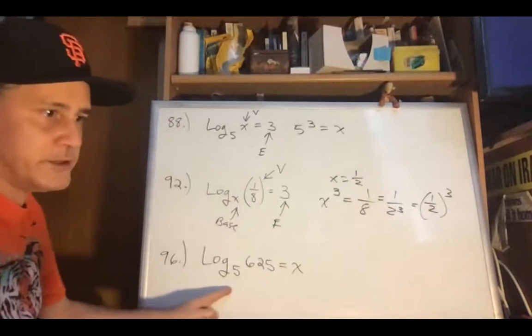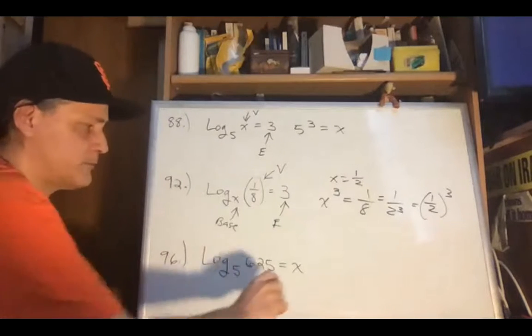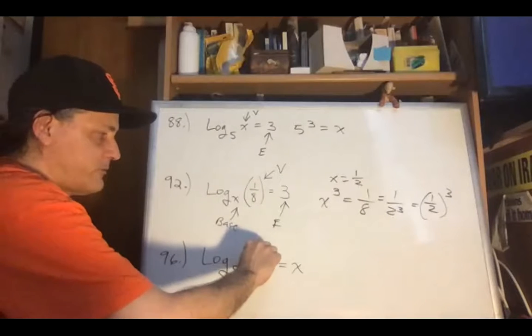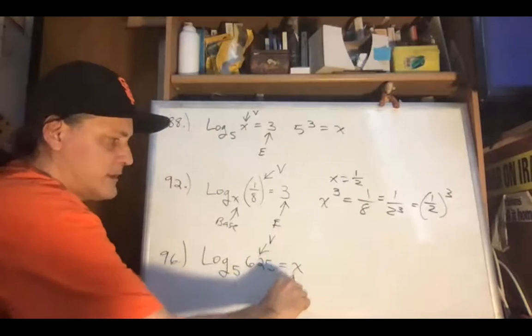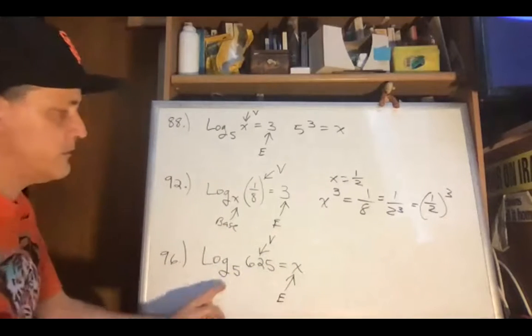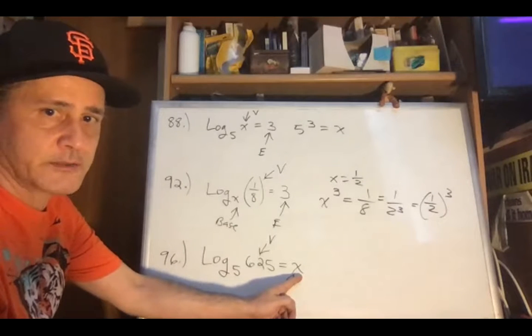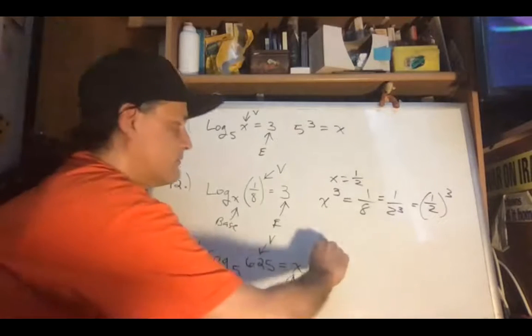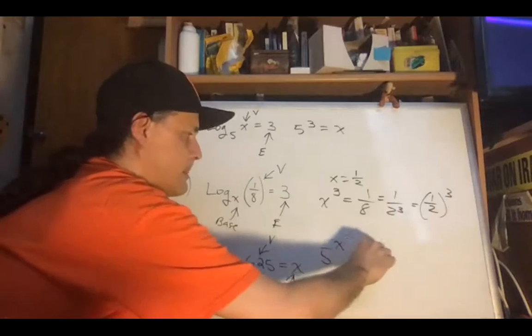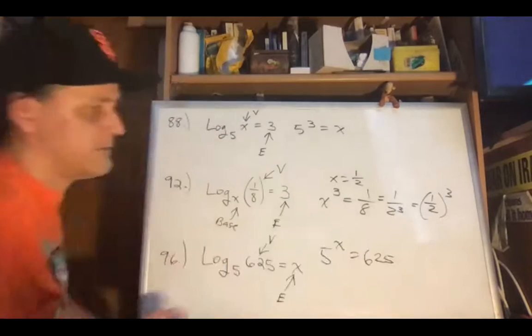And again, we can do the same thing here. So if we rearrange this logarithmic expression, we have our base, we have our value, and in this case, the exponent is a variable, right? So 5 to the variable exponent equals 625. Okay, so we can do the same thing here.